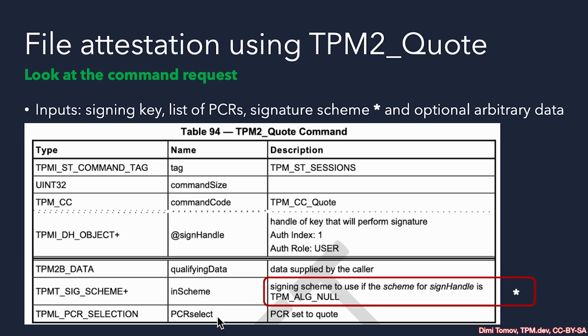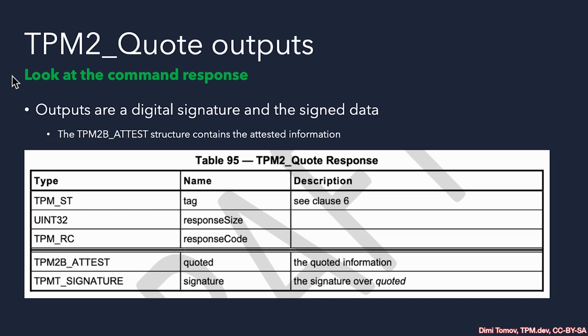Last but definitely not least, we need to make sure that we are selecting the proper PCRs. The PCRs that will be part of the evidence. And this means the hash digest that will be included in the evidence. So we should have already done PCR extend before invoking tpm2_quote. Here are the outputs of the tpm2_quote command.